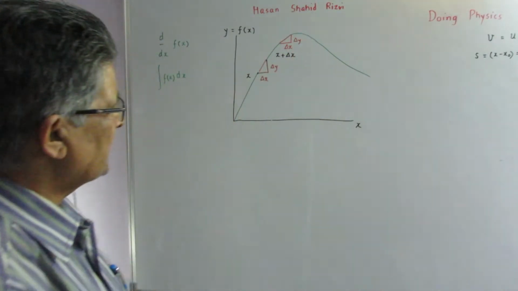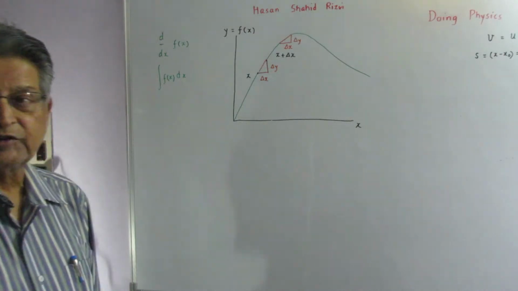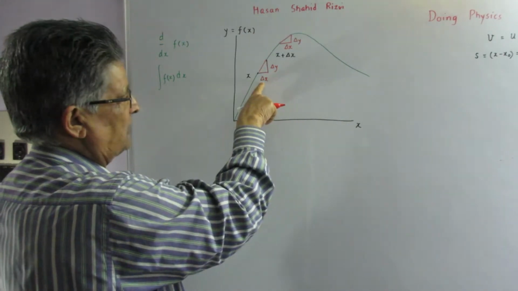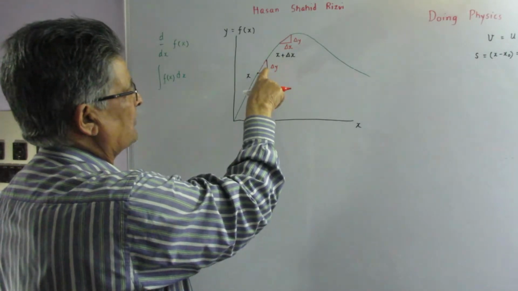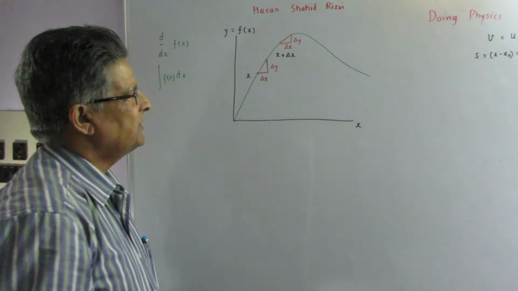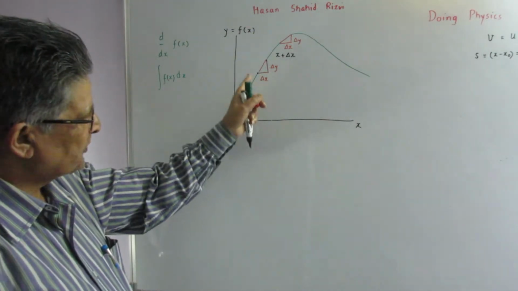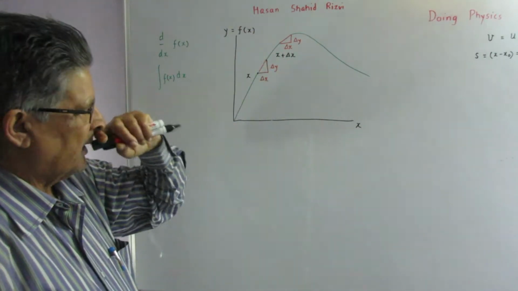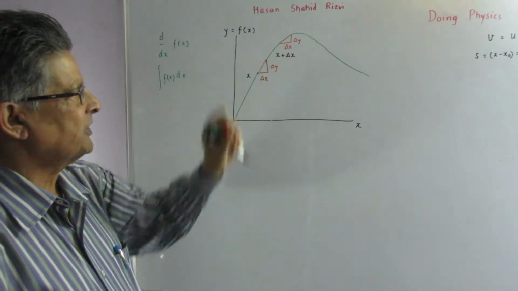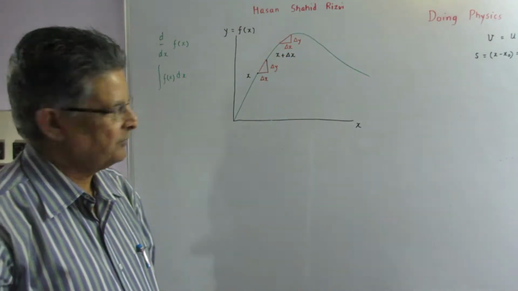Now delta y upon delta x is the rate of change of y with respect to x, which appears to be larger in this case because the value of delta y is more than the value of delta y over here. So it indicates the slopes that we obtain. In both the cases the slope is positive.